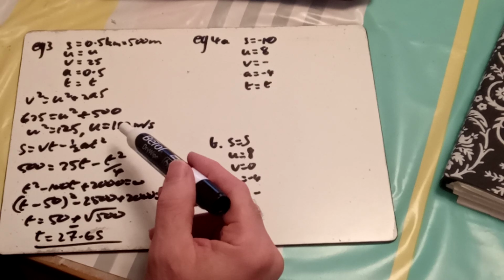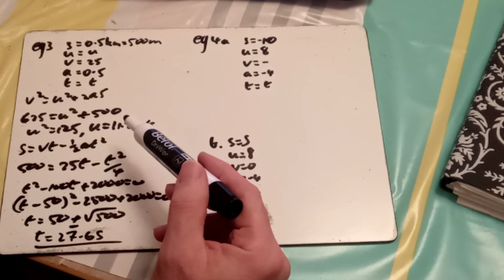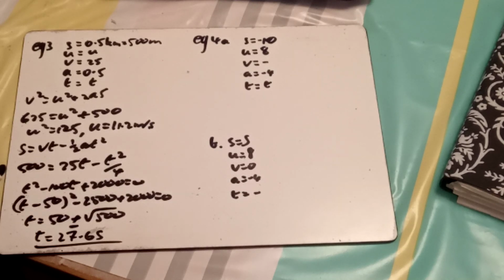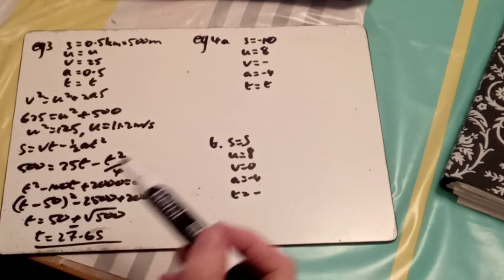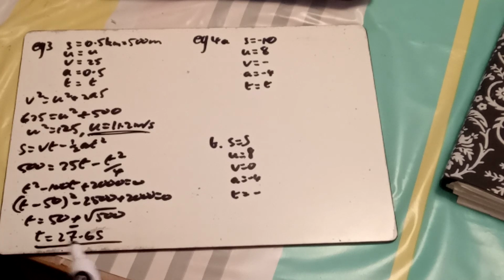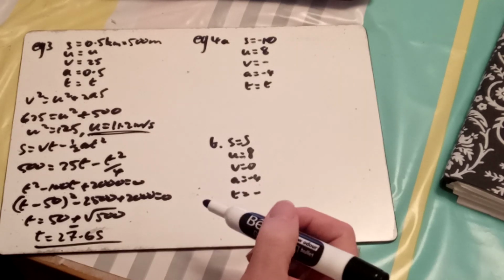I'll just use v equals u plus at, so t equals v minus u over a: 25 minus my 11.2, and then divided by 0.5, that's roughly 27.6. If I'd used the value I had for u, 11.2, that's the answer I would have got. So I'm happy with that.